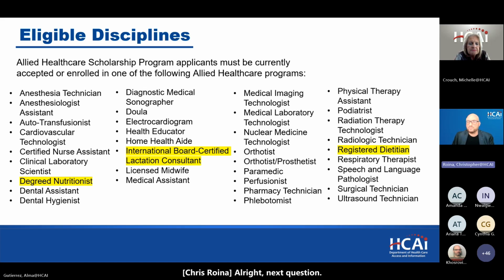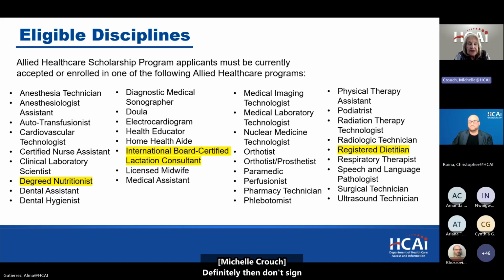Next question. What if you're going back to school and cannot finish the 12-month service obligation? You definitely then don't sign the contract. If you don't think that you'll be able to complete that 12-month service obligation, you don't want to sign any contract because there are penalties.